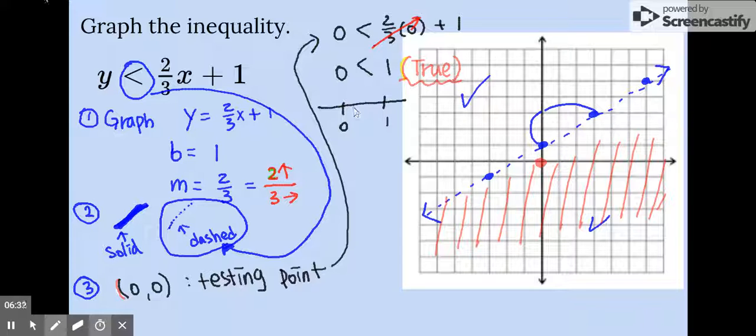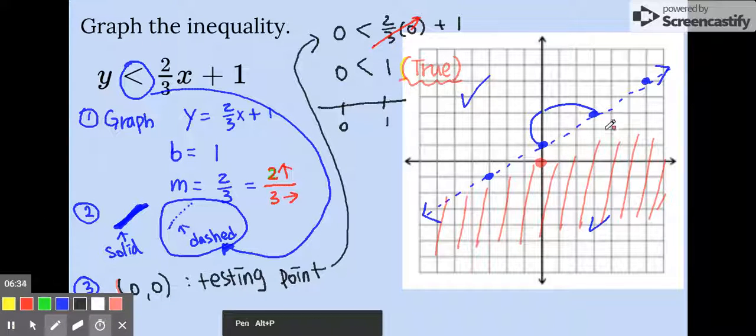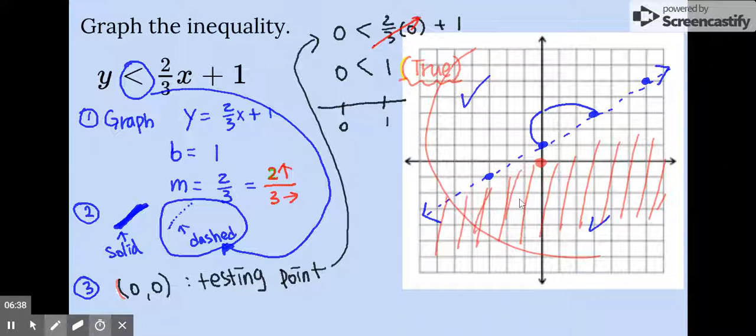So I need you to copy this down. And your answer should look like this. Like you graph it, and then you shade one part by using the testing point. You plug in the testing point, right? And I recommend you always use 0, 0.